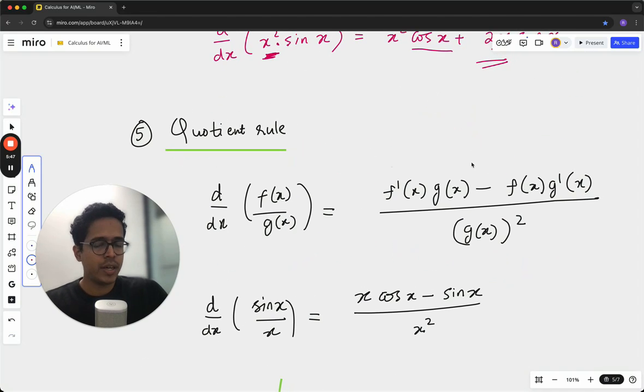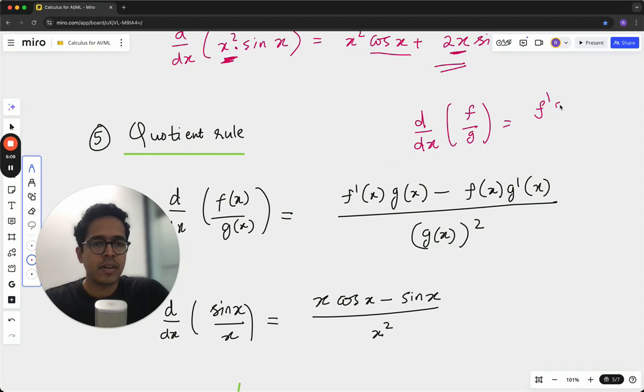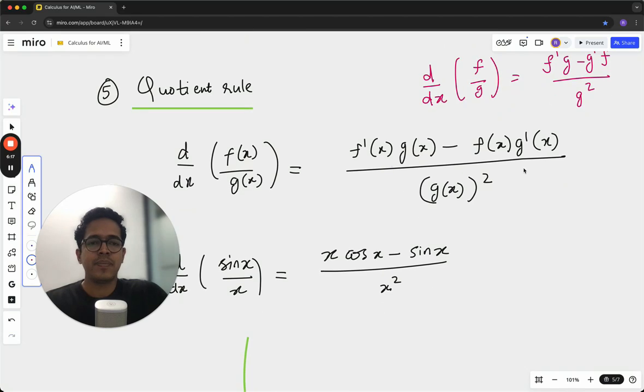Then comes the quotient rule. I would say after this, it's the chain rule. So chain rule is the most important. Then product rule and quotient rule will be the second most important ones. D by dx of f of x divided by g of x equal to f prime g minus f g prime divided by g square. So I like to write this as d by dx of f by g, without writing the x, equal to f prime g minus g prime f divided by g square. I like to write it in a simpler way like this. But basically, this is the quotient rule.